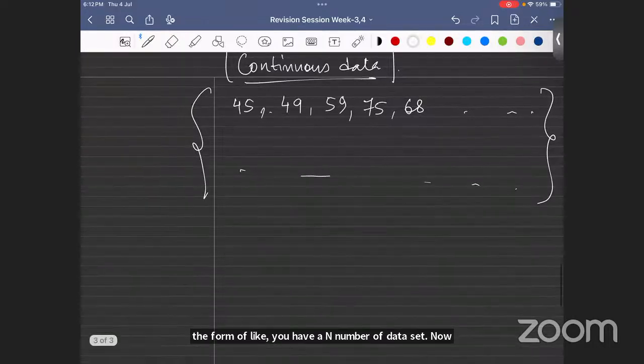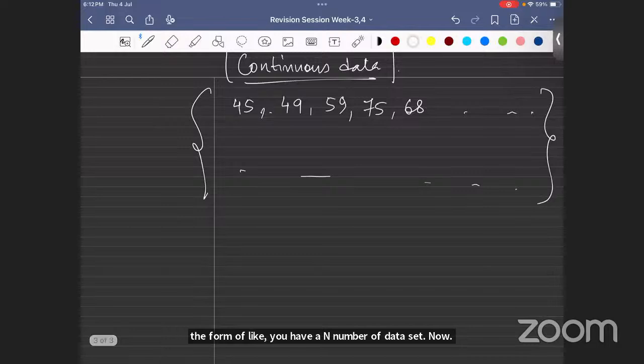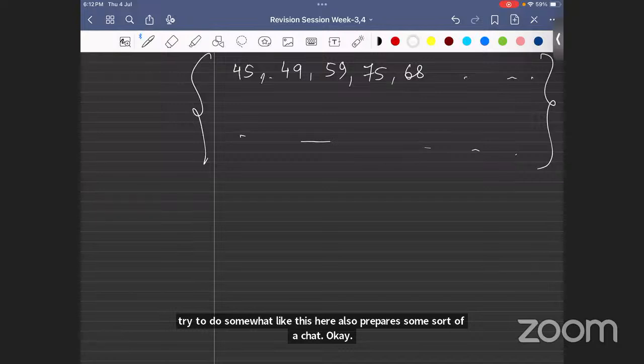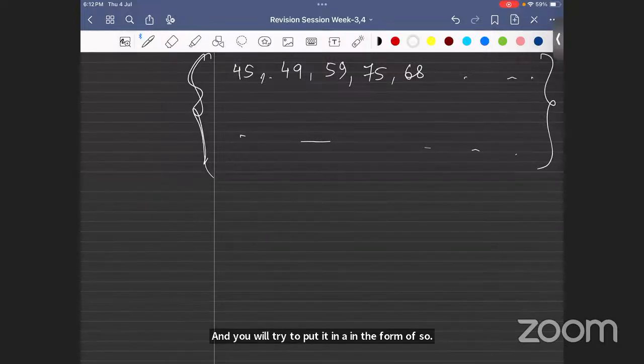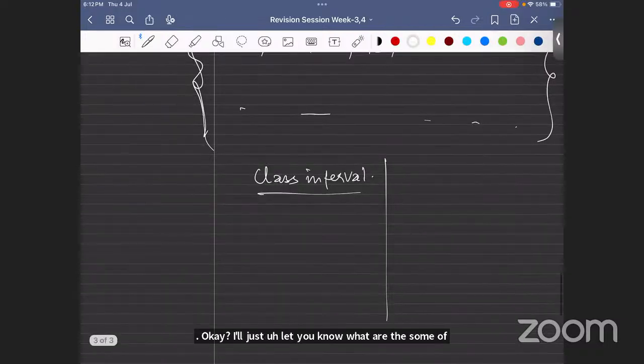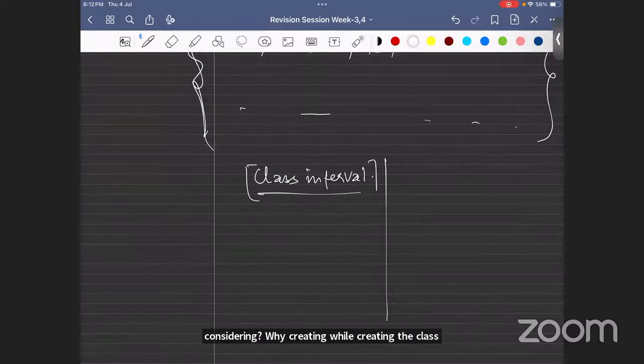Now you'll try to do somewhat like this. Here also you'll prepare some sort of a chart, and you will try to put it in some intervals. So you will create some sort of an interval, a class interval. You'll start creating class intervals, and there are some red flags I'll let you know about, some of the things that you should be considering while creating the class interval.